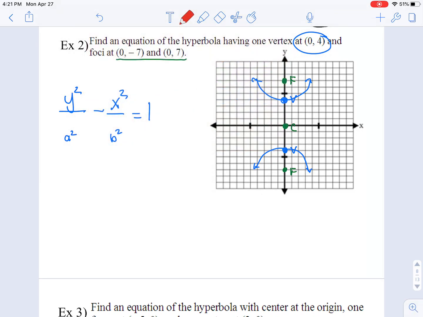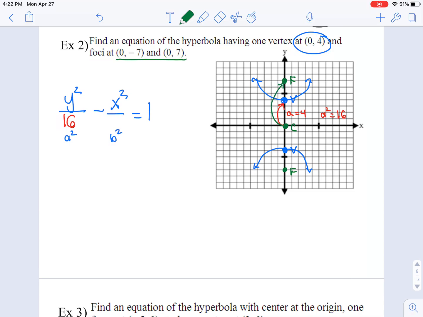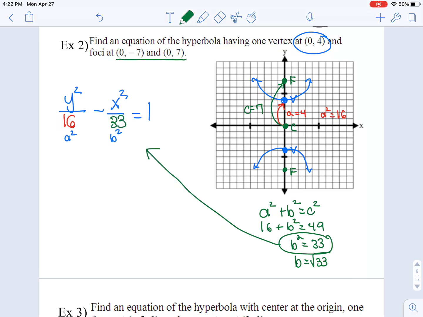So now we can go back to the graph to get our a and b values. Remember that the distance from the center to the vertex, that's my a value, and in this case, that's 4, which means my a squared value is 16. And so I can put that 16 below the y squared since I did go up and down 4. As for b squared, I'm going to need to actually solve for that. So if I go back to the graph, I can see that the distance to the focus, that's my c value, that's 7. And then I can use my formula, a squared plus b squared equals c squared. If a squared is 16, c squared is 49, then b squared is 33. Now, technically, that means that b is the square root of 33, but it's really the b squared that I need for my equation. So if I go back over here, b squared is 33.